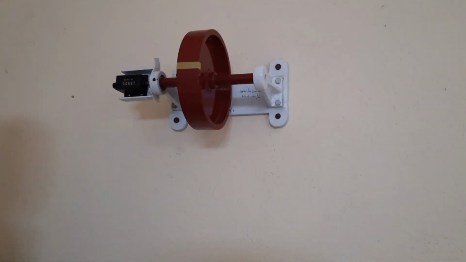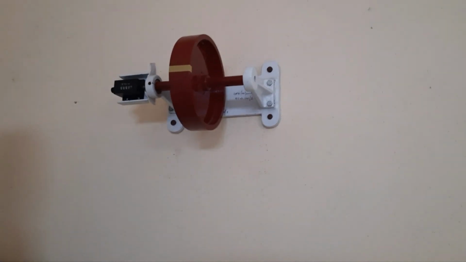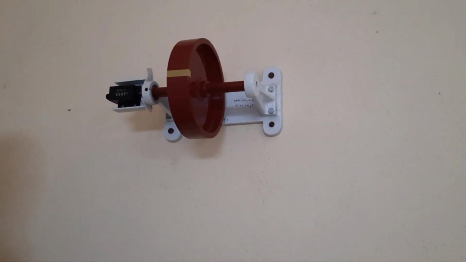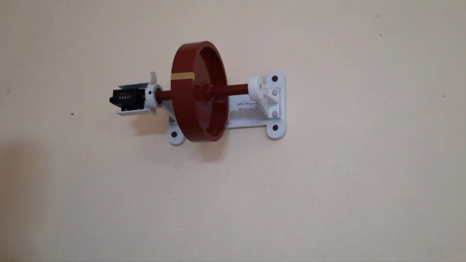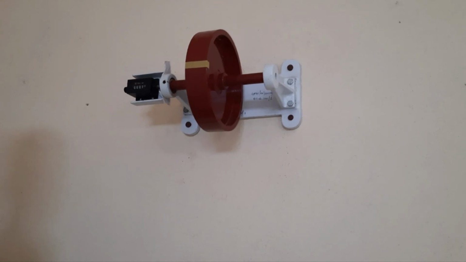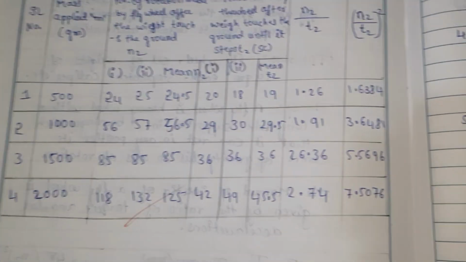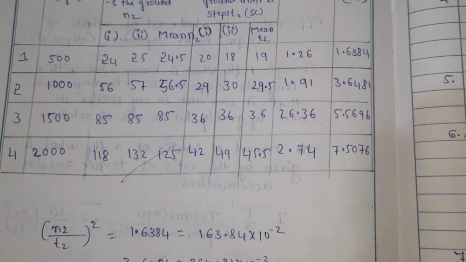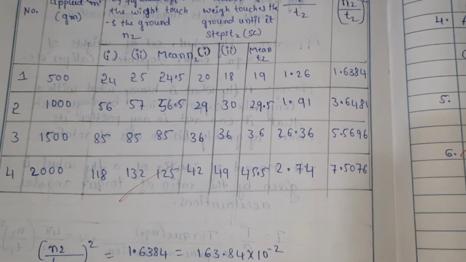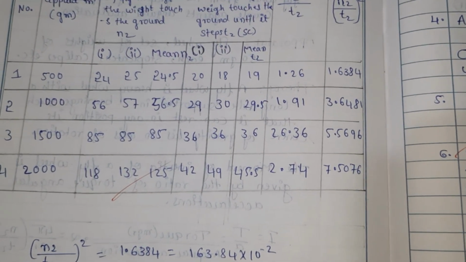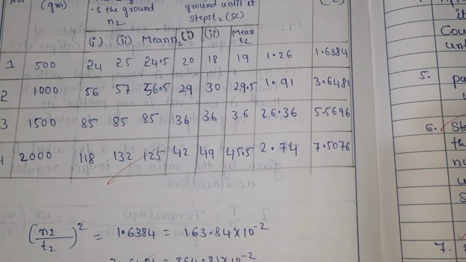You have to take this number of trials in increasing order. First you apply 50 grams, 100, 150, 200, 250. For each weight you have to take 2 readings and note down the corresponding time. Here is the tabular column. You can take a maximum of 4 readings here. So the mass applied in grams: 500, 1000, 1500, 2000.